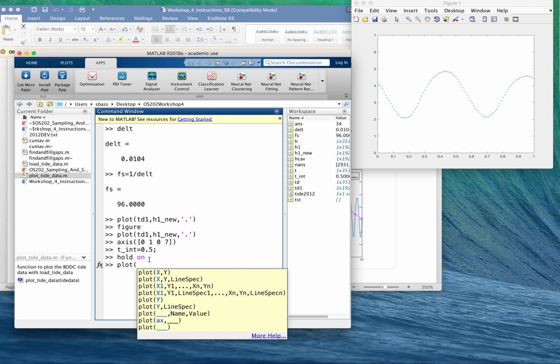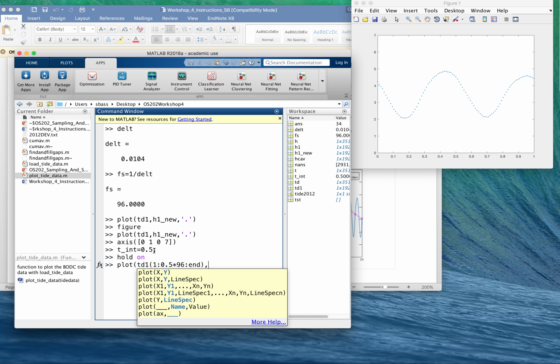Okay, then we want to start from TD1, the first data point, and then we want to skip half a day times 96. So we want to skip and take every 48th data point, so 0.5 times 96.